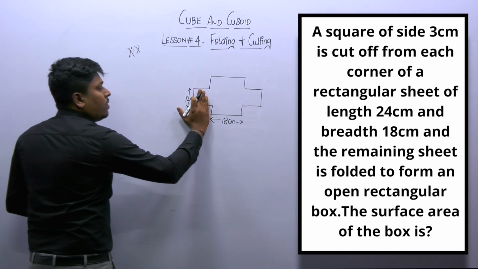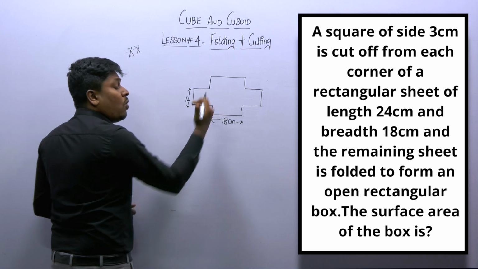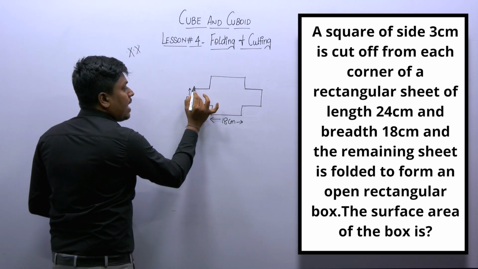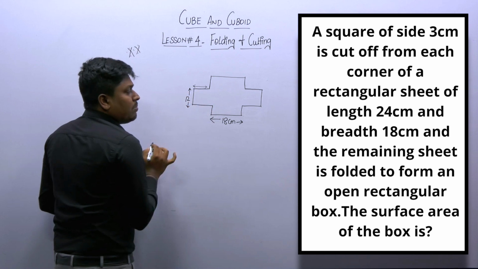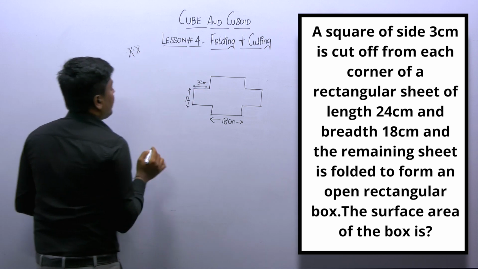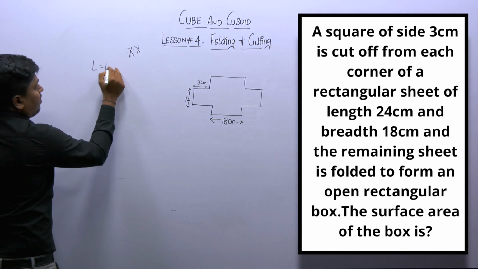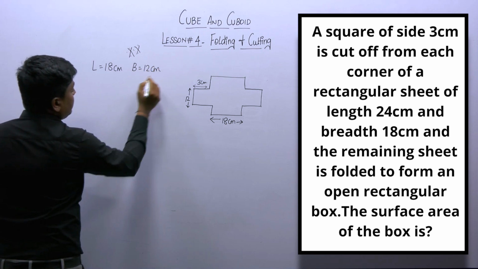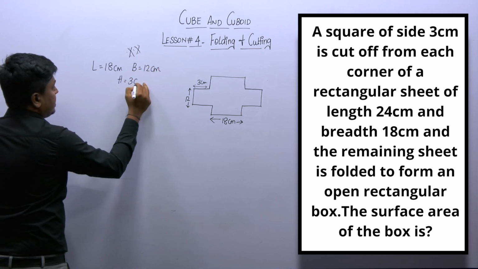So we need to fold a box like this, and we need to get an open rectangular box. If we fold the sheet like this, this becomes the height of the box. So the height of the box is how much? 3 centimeter. So finally we got the length of the box, which is 18 centimeter, the breadth of the box will be 12 centimeter, and the height of the box is 3 centimeter.